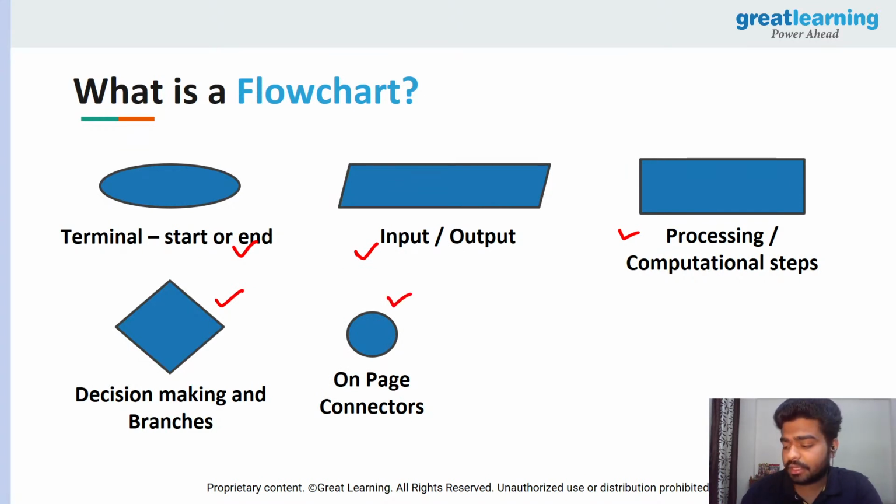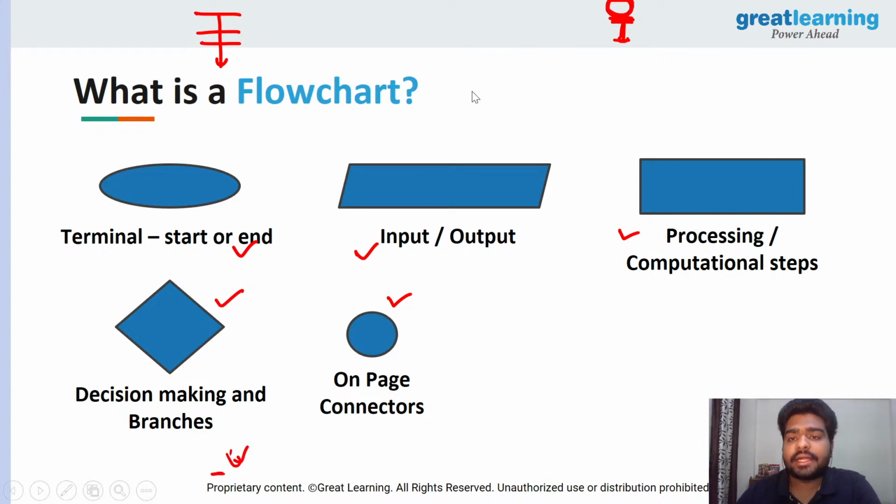On-page connector means, let's suppose I'm writing a flowchart on one page, and the flowchart is very big. Let me draw it here. Something like this, I am creating the flowchart here, and it doesn't end here. It should end here, but it's not ending. There are some more flowcharts which I have to draw, and I again start from here. The same thing. So what I will do is put an on-page connector here. I'll put a circle here to identify that this flowchart is not ending here.